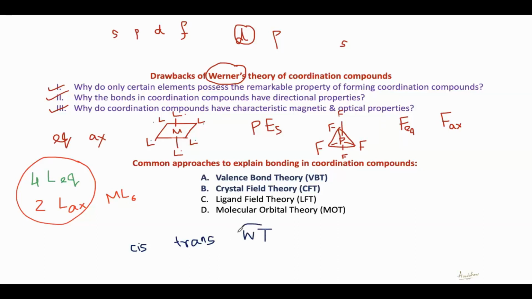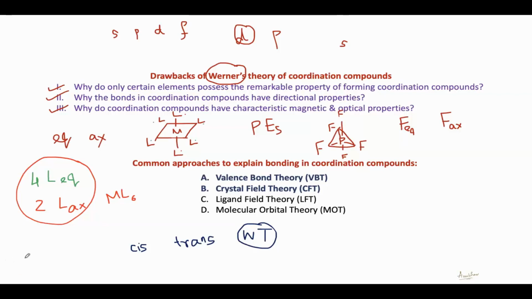So Werner's theory is basically denoted by WT of coordination compounds. Werner's theory is unable to explain why these coordination compounds have different optical properties. Also, they have characteristic magnetic properties.